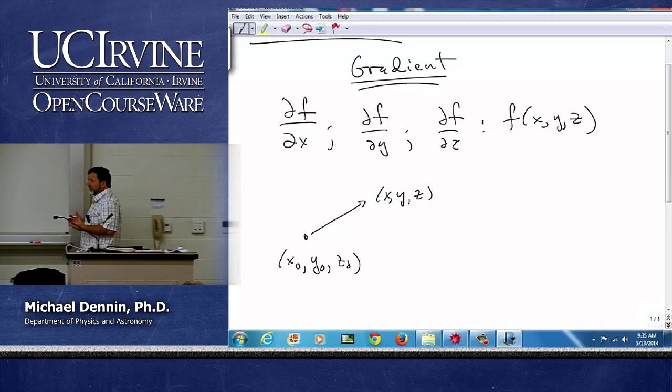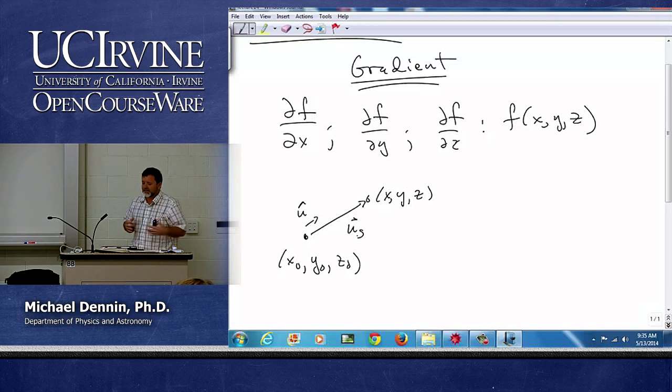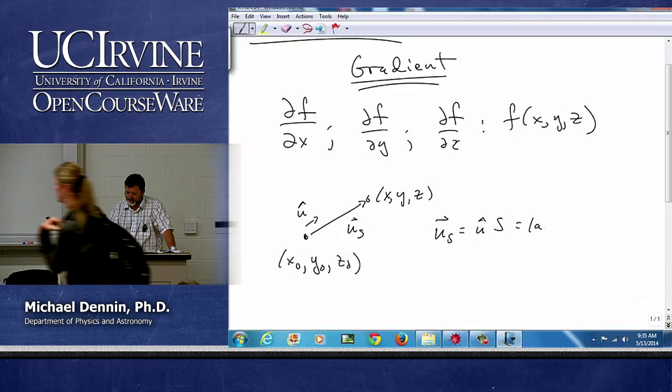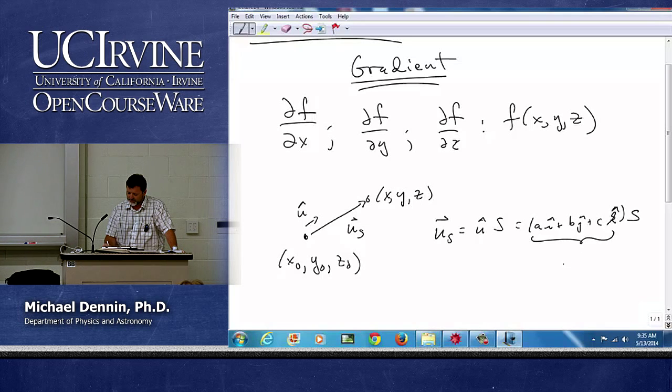And if we're going to be in two or three dimensional space, we're doing this along some direction. So let's call that direction u hat for now. And we have this vector u sub s that takes us between these two places. So I can write the vector u sub s as u hat times a quantity s, which is basically its length. And so I would have a i hat plus b j hat plus c k hat times s. And this right here is u hat.